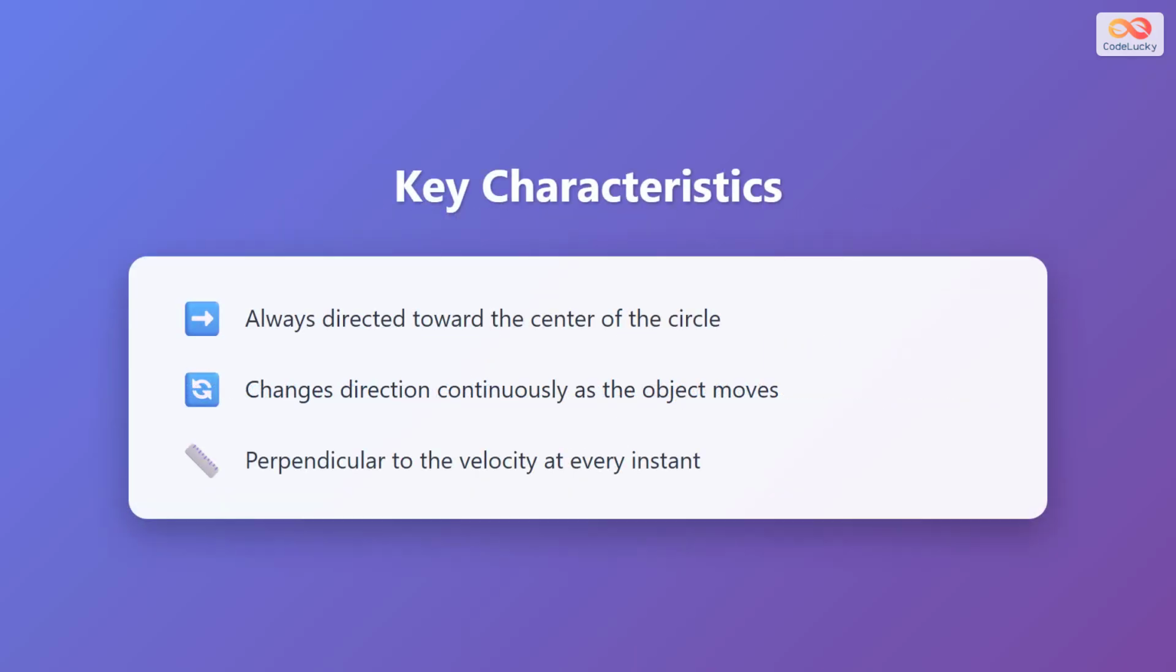Let's examine three key characteristics of centripetal acceleration. First, it is always directed toward the center of the circle at every point along the path. Second, the direction of this acceleration changes continuously as the object moves around the circle, always pointing inward. Third, centripetal acceleration is perpendicular to the velocity at every instant. This means the acceleration vector and velocity vector form a 90-degree angle, which is why the speed can remain constant while the direction changes.